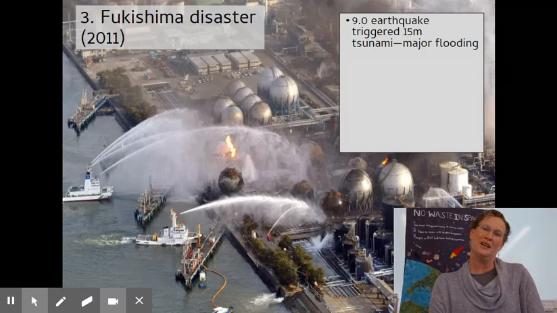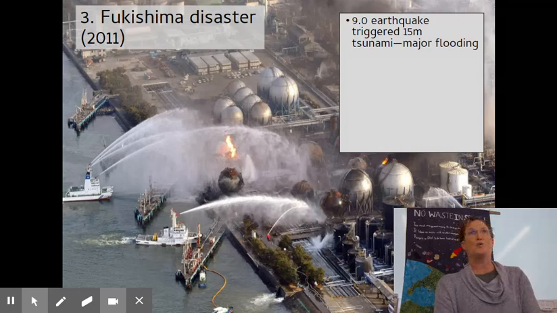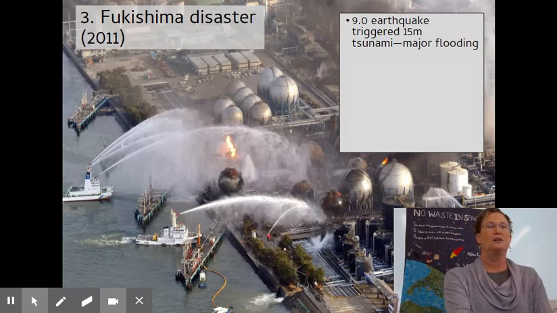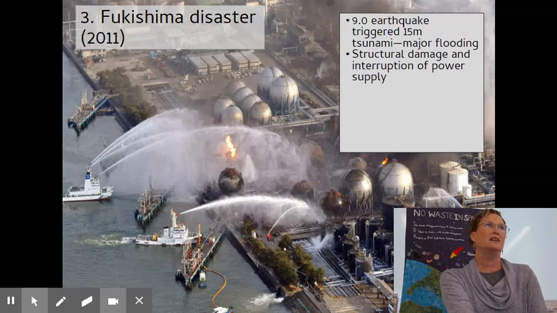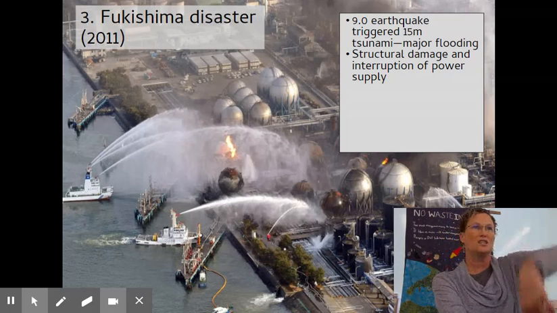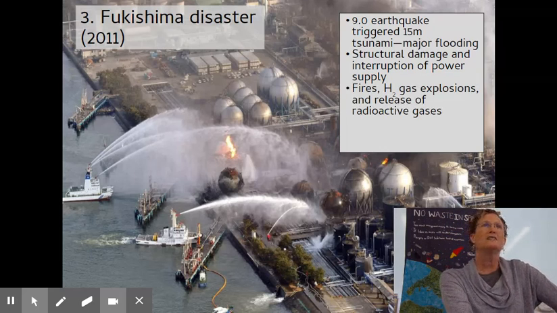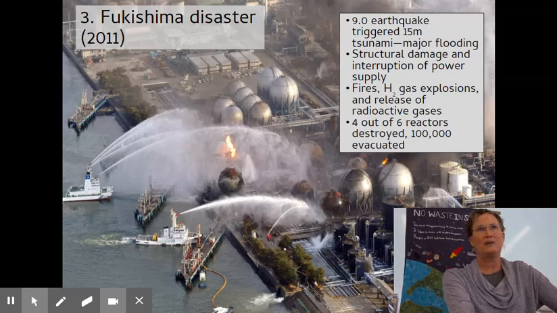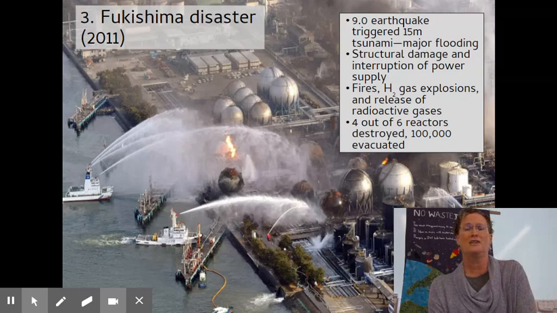This happened in 2011. This is the Fukushima disaster, and this was from an earthquake. There was a 9.0 earthquake that triggered a 15-meter tsunami in Japan. The tsunami comes over and just washes over the nuclear power plant. There's structural damage, interruption of power supply, fires, hydrogen gas explosion, the release of radioactive gases, and 4 of the 6 reactors were destroyed, and 100,000 people were evacuated. So this was a major disaster and happened much more recently.